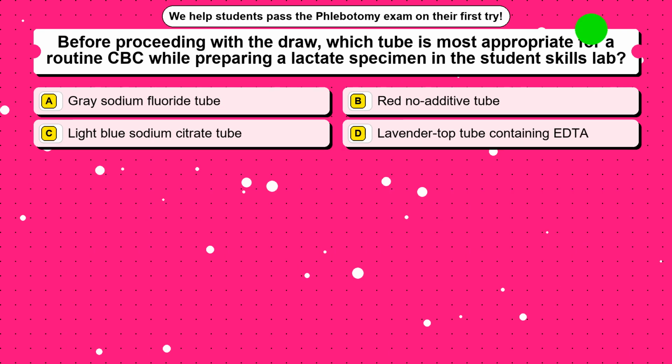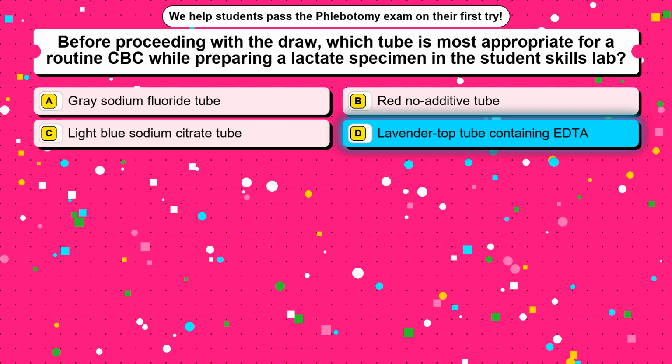Question 25. Before proceeding with the draw, which tube is most appropriate for a routine CBC while preparing a lactate specimen in the student skills lab? Option A. Gray sodium fluoride tube. Option B. Red no additive tube. Option C. Light blue sodium citrate tube. Option D. Lavender top tube containing EDTA.